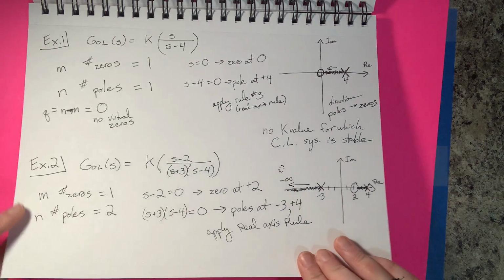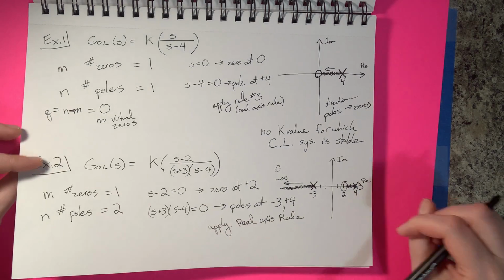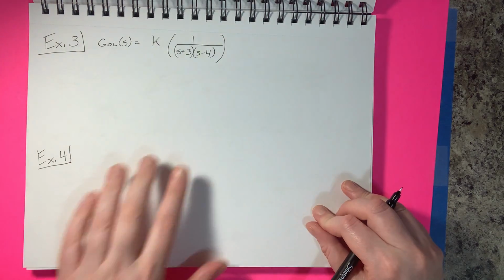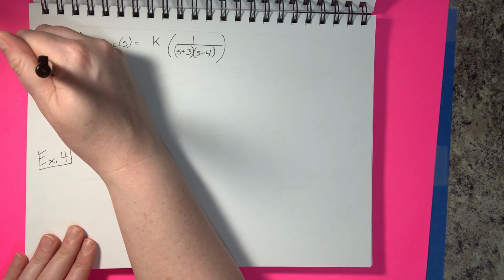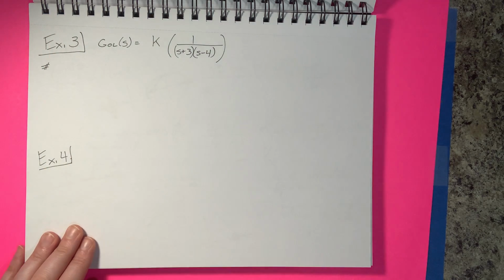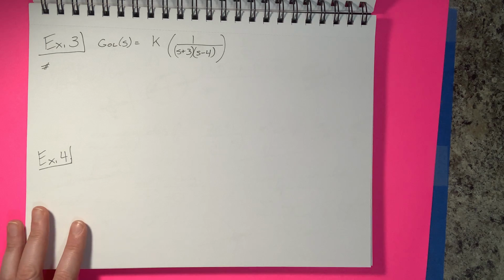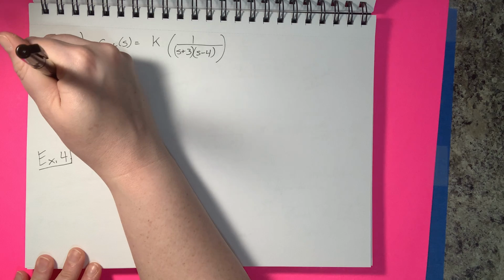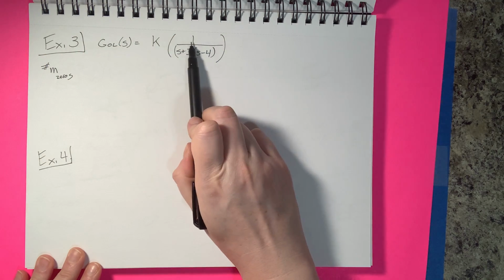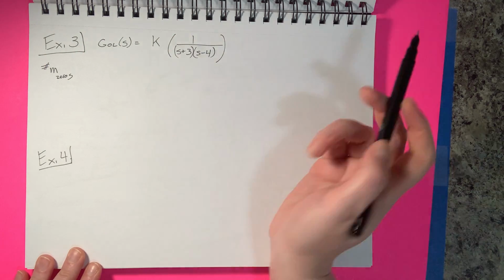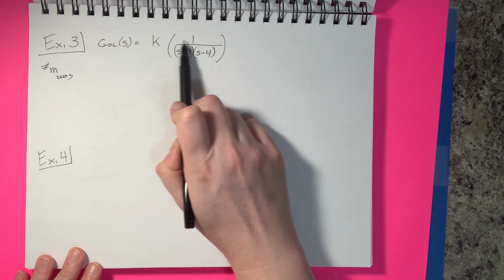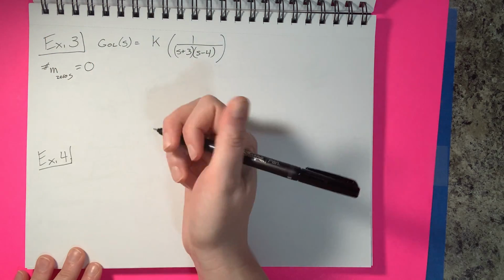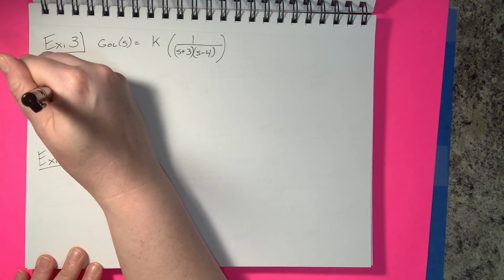All right, so let's try one that's a little different. In this case, we have just a 1 on top. So again, we want to repeat that same procedure, and we will do a number m, that's going to be the zeros. So you can see that we have nothing to solve up here. It's just a 1. If there's no s at all, then we're going to have a 0. There's 0 zeros. Okay, number n for poles.